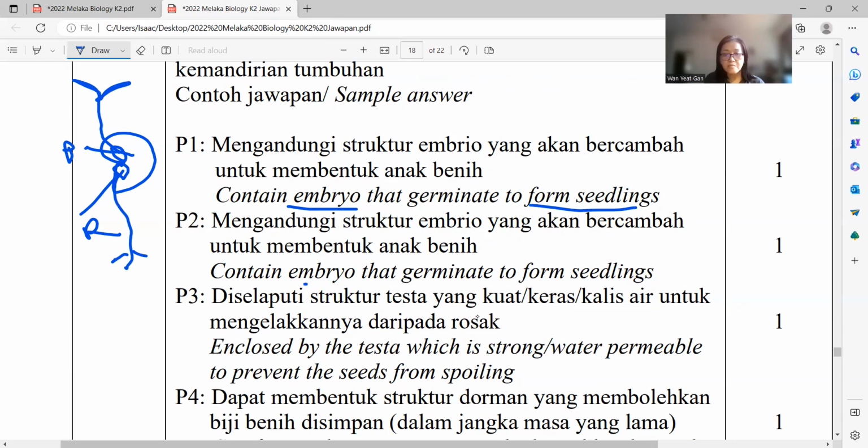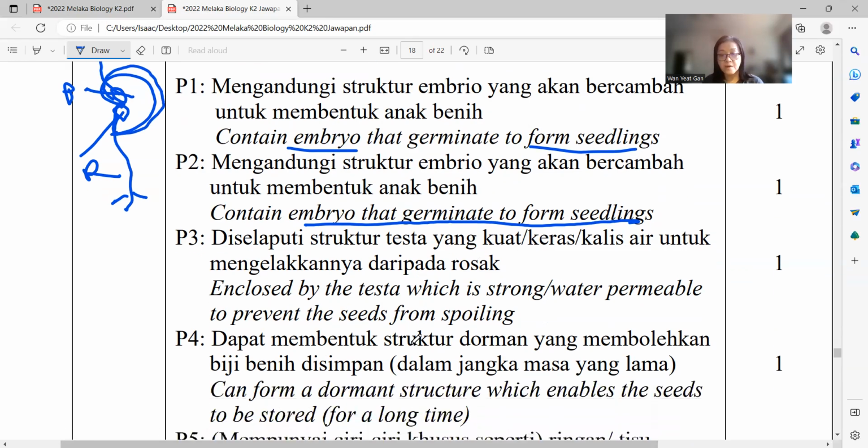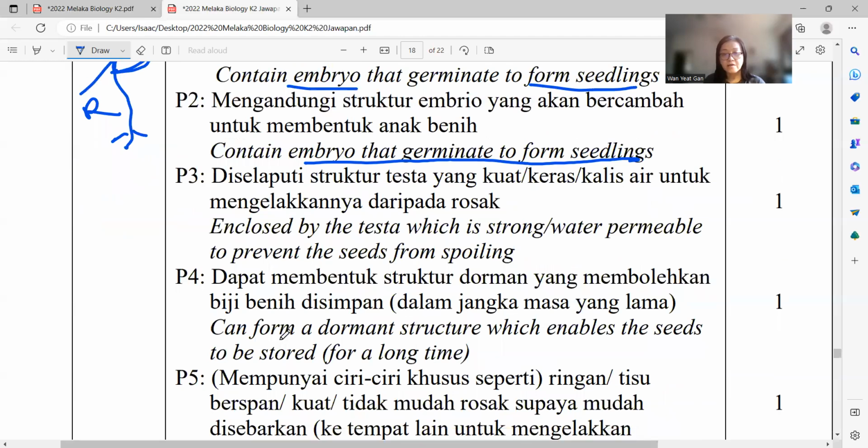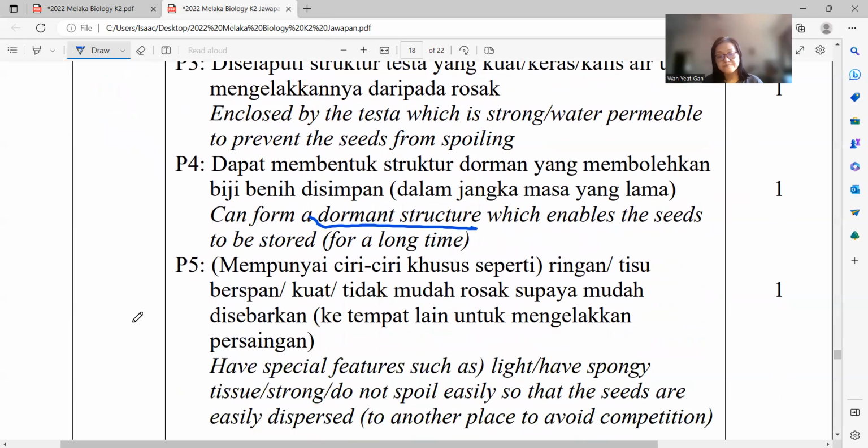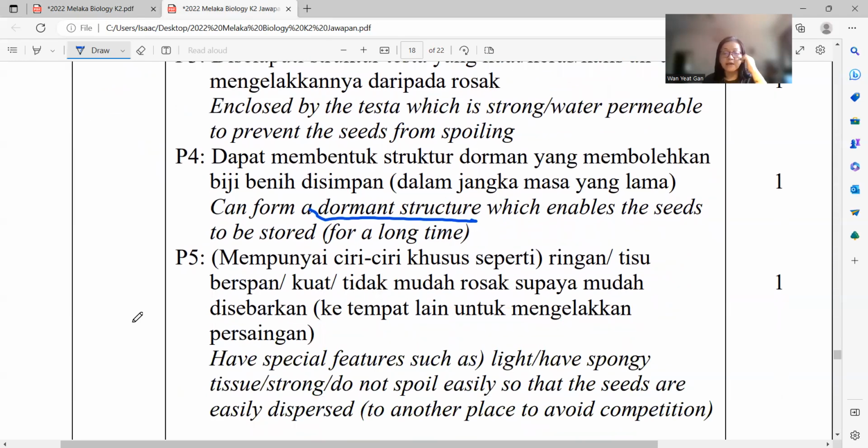So the seed contains an embryo that germinates to form a seedling. And the seed normally is enclosed with testa. There's a testa here, which protects the seed from damage. Okay, and also the testa ensures the dormant structure of the seed. When the environment is not conducive for growth, then they will become dormant. So the seed is protected by the testa, and the tissue inside too.